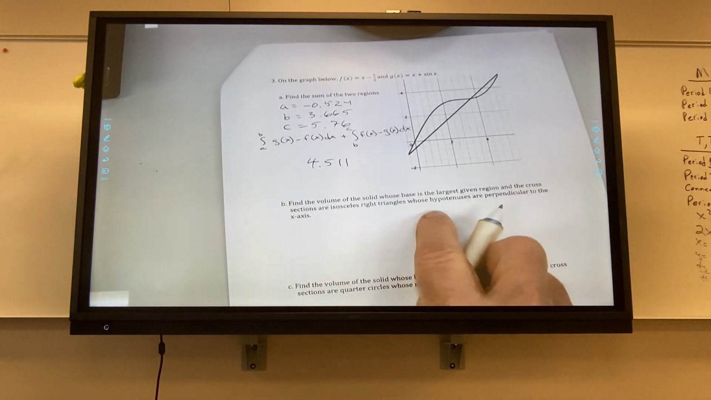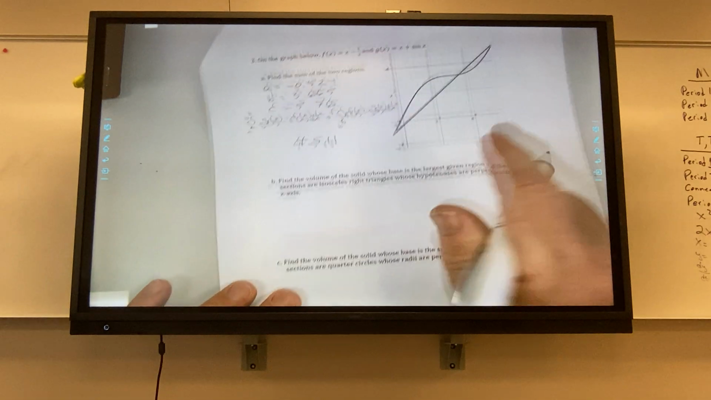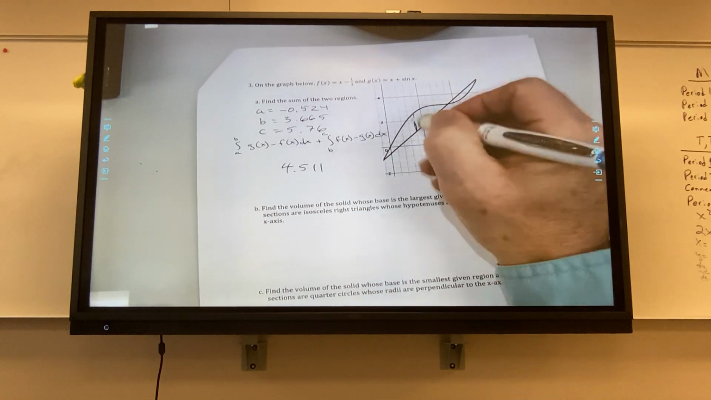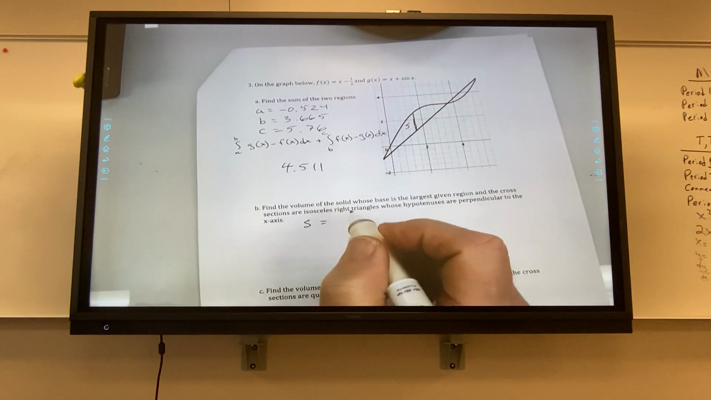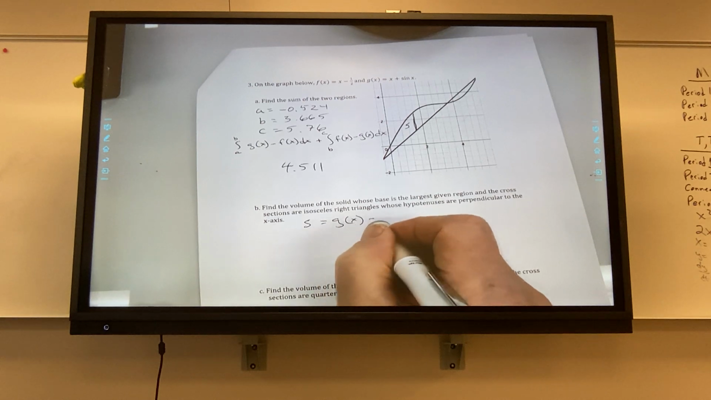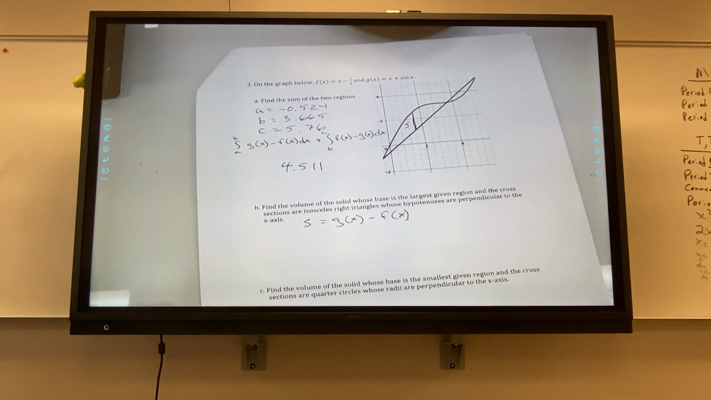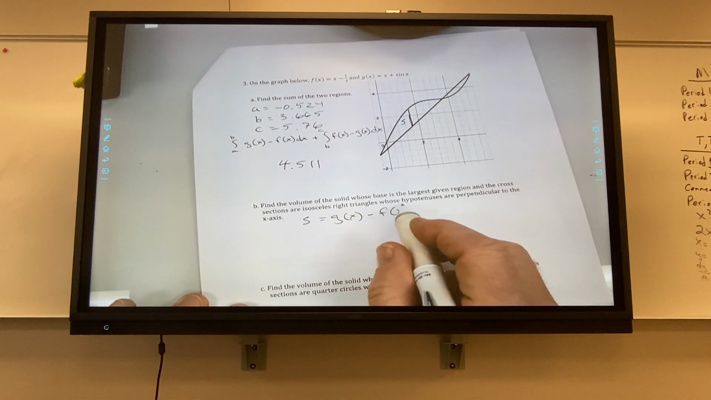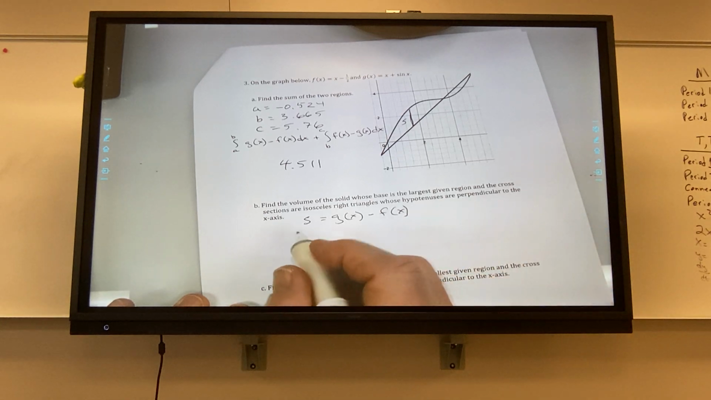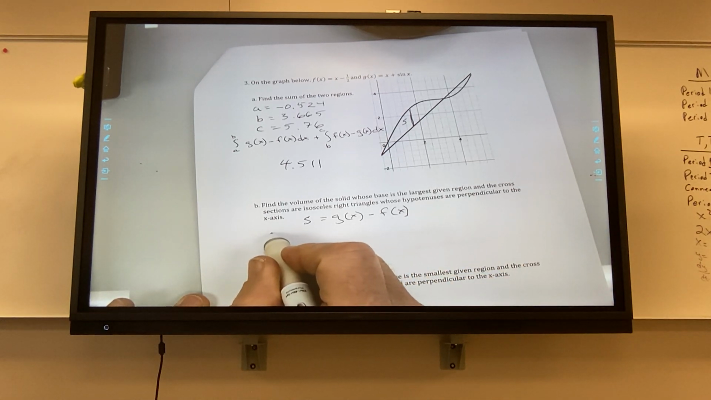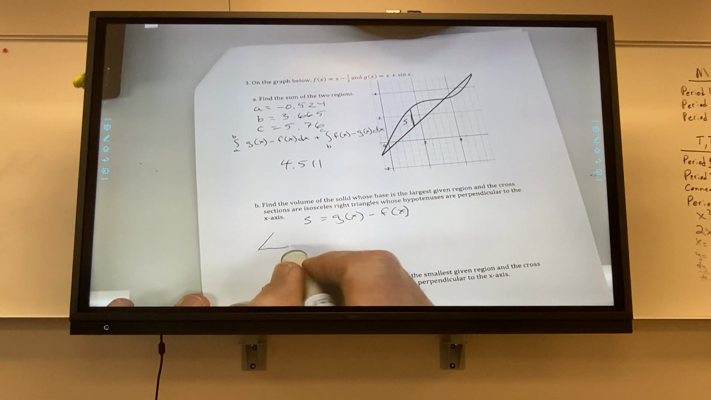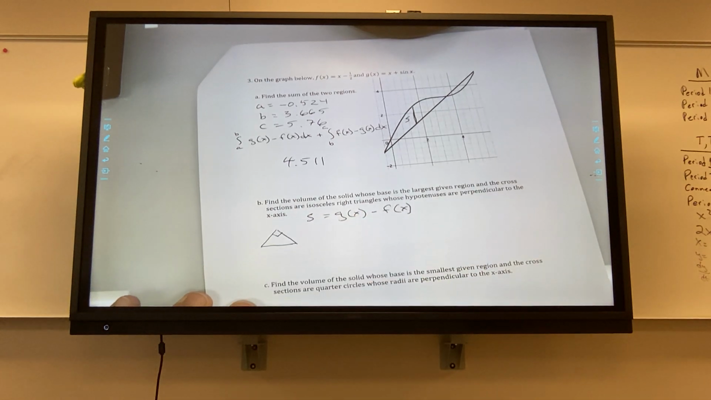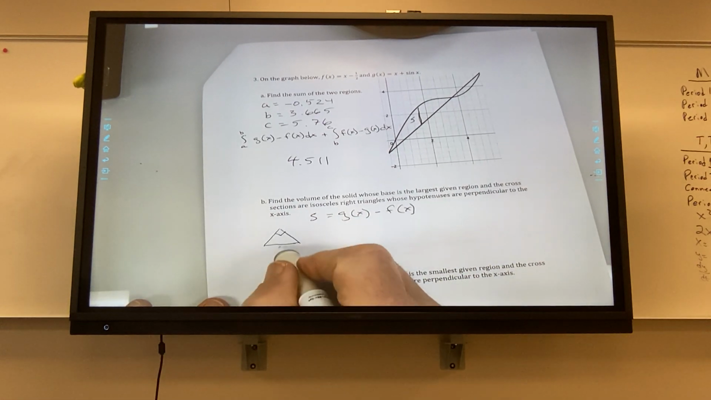Okay, now it says volumes, our base is the largest given region, which is this one right here. And it's perpendicular to the x-axis. So here's my S. And so my S, if I wrote it correctly, is g of x minus f of x. And it says the cross sections are isosceles right triangles whose hypotenuse are perpendicular to the axes. So, in other words, my cross section looks like this. My S is down here.